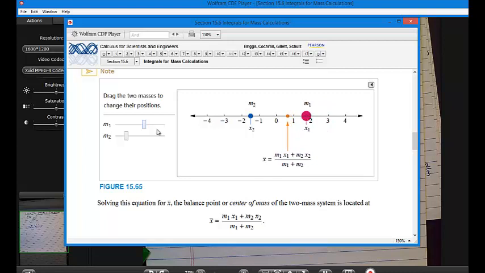So I just made the kid grow. Oh, yeah, oh, look at that. That's nice. So by the way, what is this X bar? We're calling it the center of mass, right? The center of mass. So, okay, so let's do something here. Let's put the masses the same distance from 0.